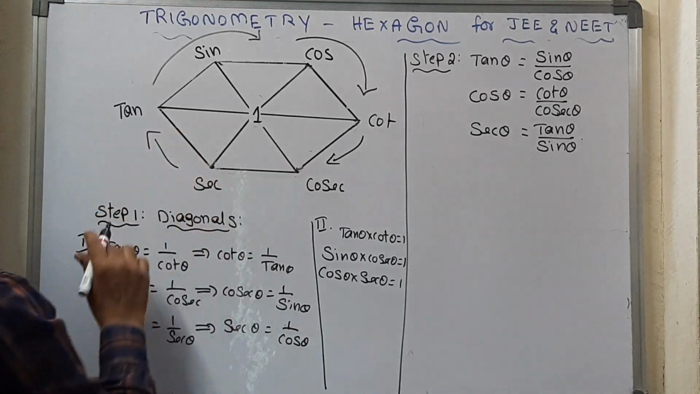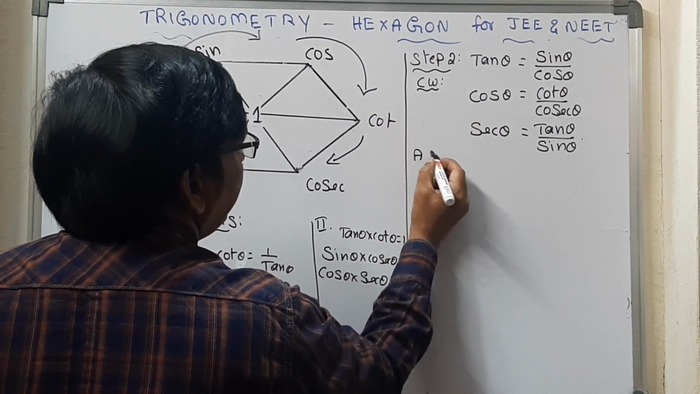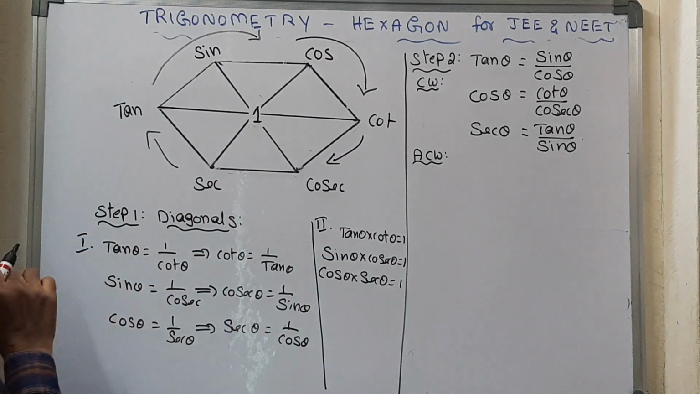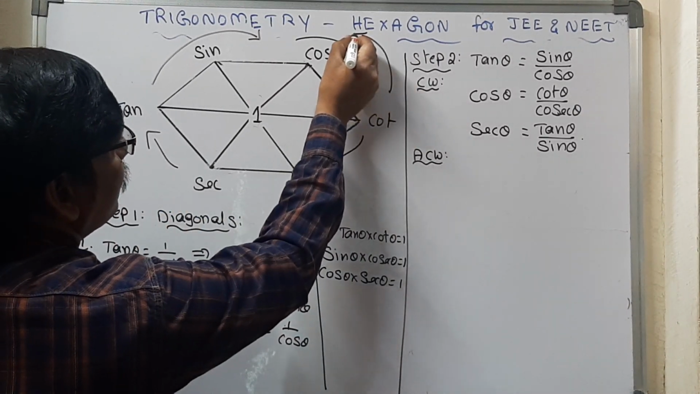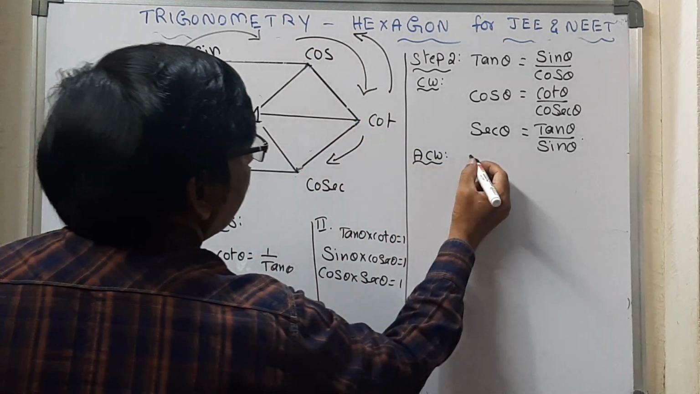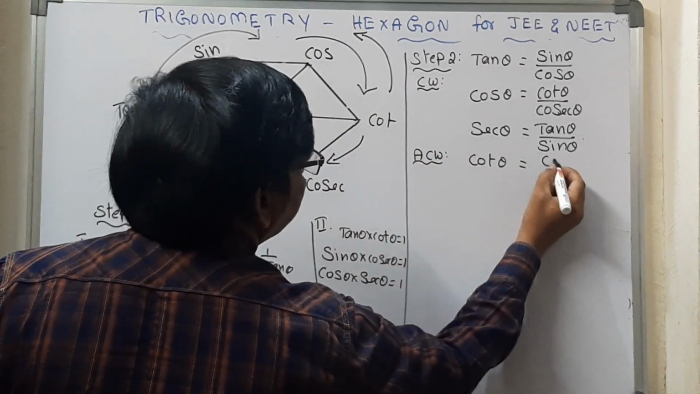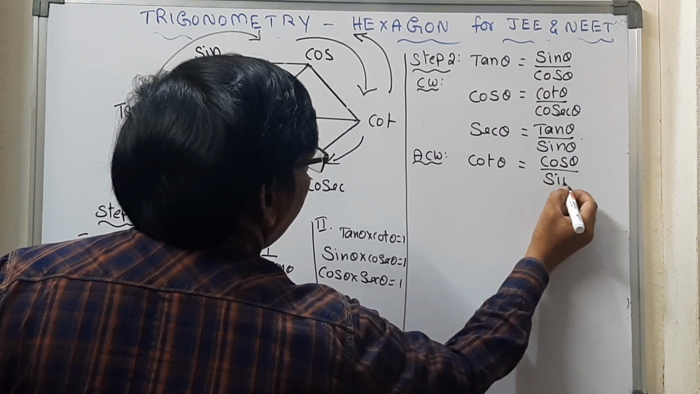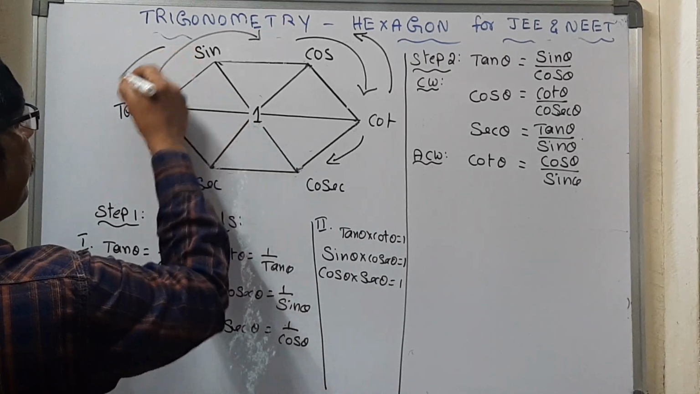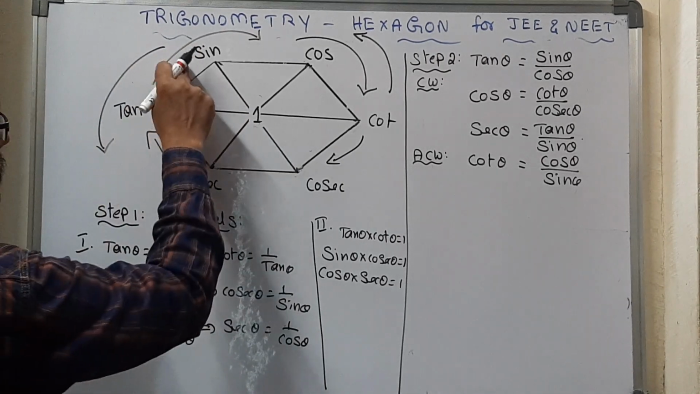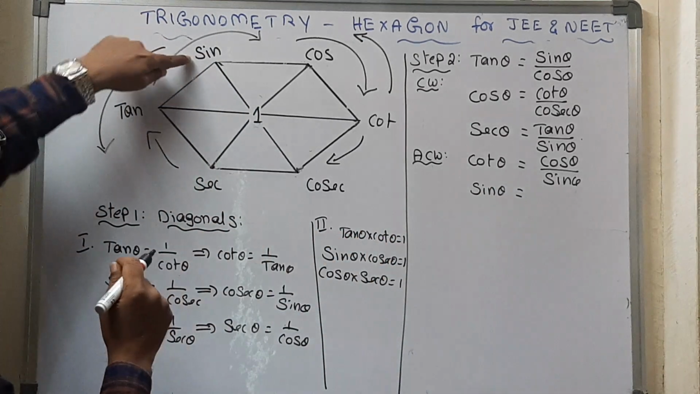Even if you take anti-clockwise, will it be applicable? Now let us see. Anti-clockwise, let us start from here, cot theta. We will go towards this direction. Cot theta is equal to, then what will it be? Cos theta by sin theta. Cot theta is equal to this function by this function. Now right from here, we will take again anti-clockwise. This function we will take, sin theta. Sin theta is equal to what will be the remaining two functions?